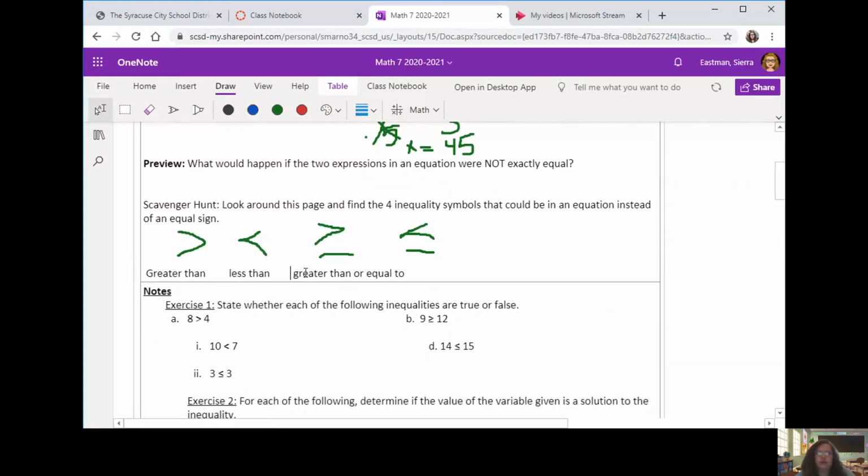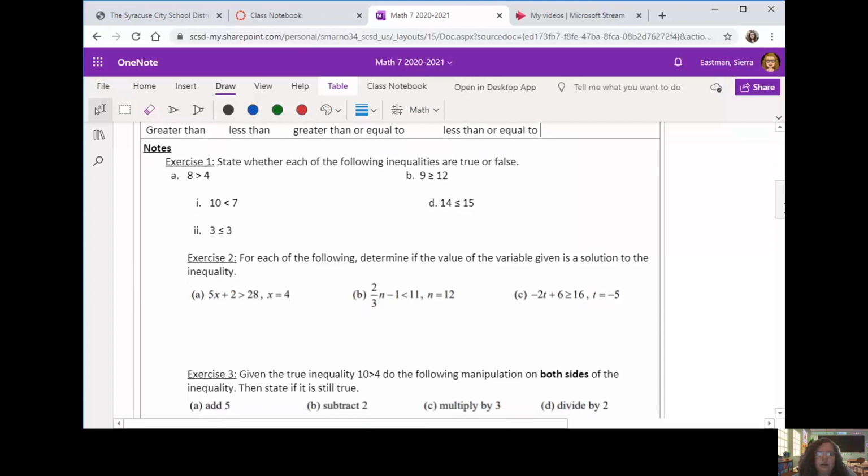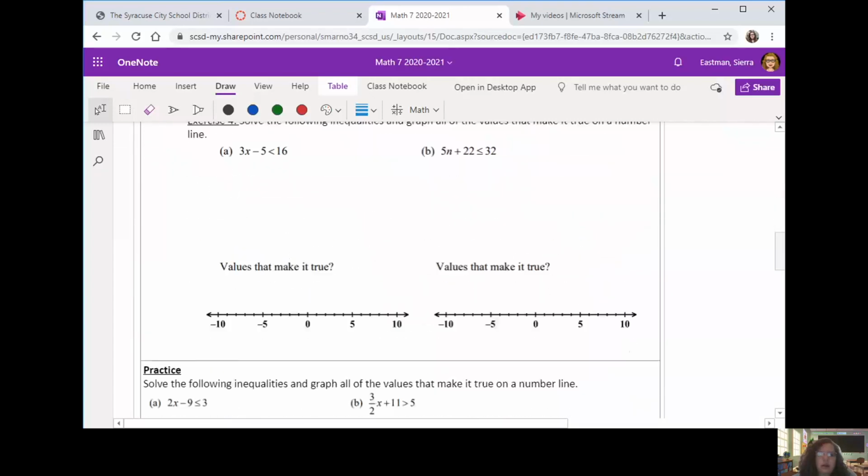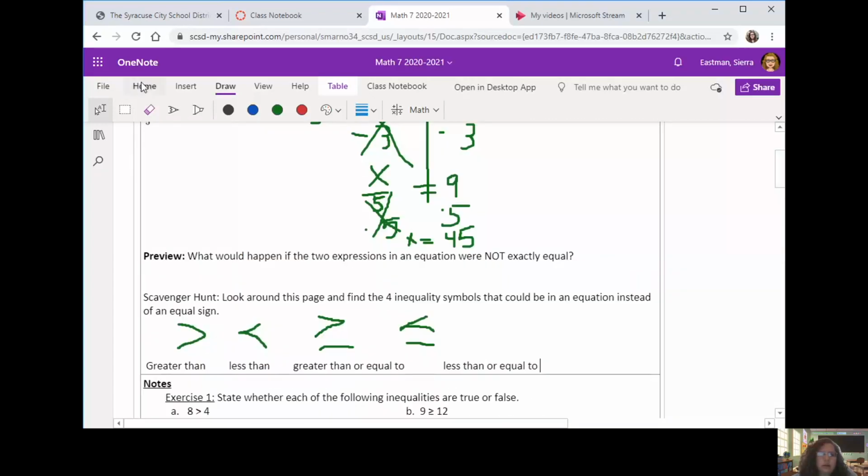So that's for this symbol here. And then the very last one is less than or equal to. Okay. And let's take a look at what those will mean. Oh no, some things got messed up with my whole page here. Let me fix that real quickly.